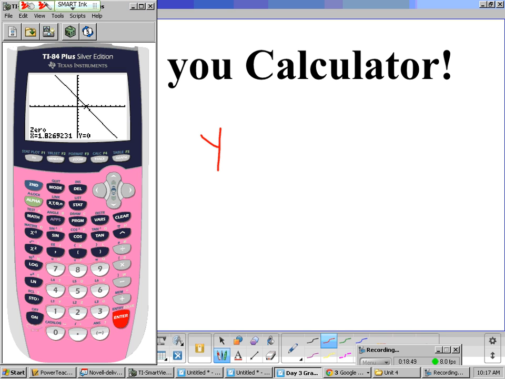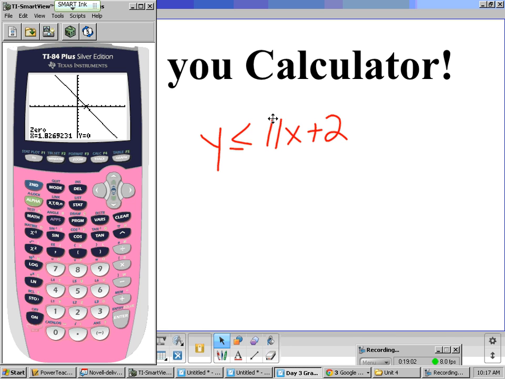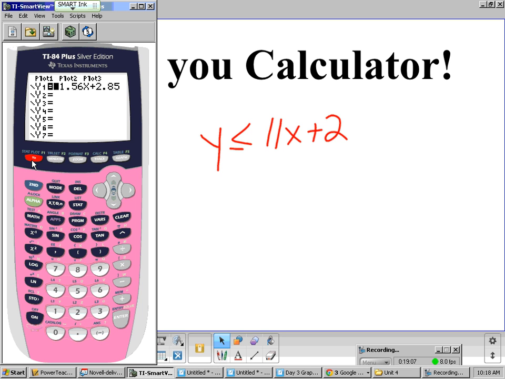Say we have y is less than or equal to 11x plus 2. So I'm going to do a y equals. I'm going to put in 11x plus 2. Then I have to think about what less than or equal to means. Less than or equal to means a solid line. And it means I'm going to shade where, the plus or the minus.